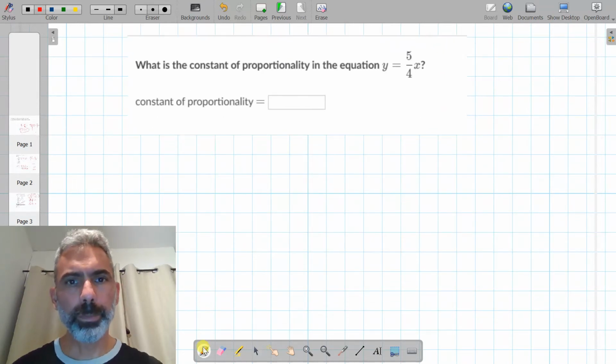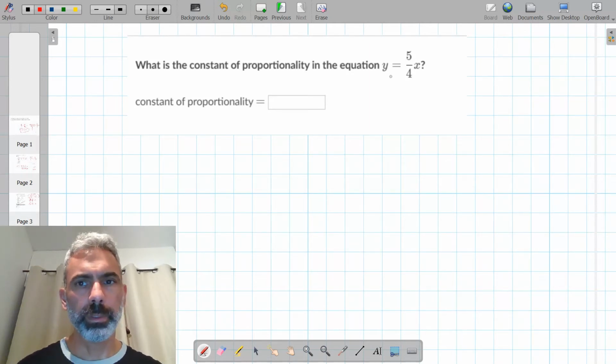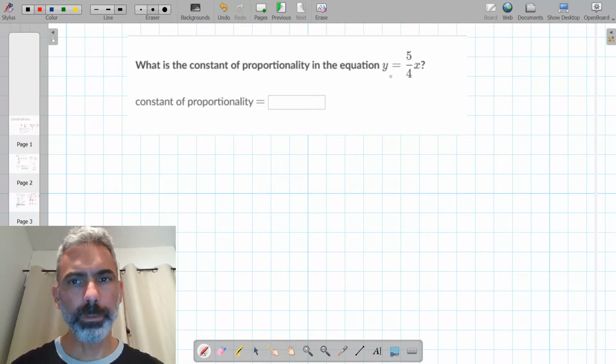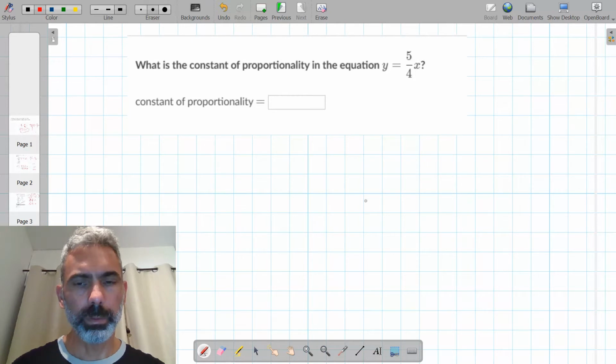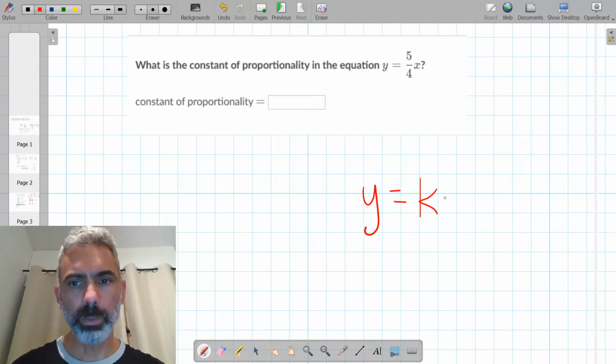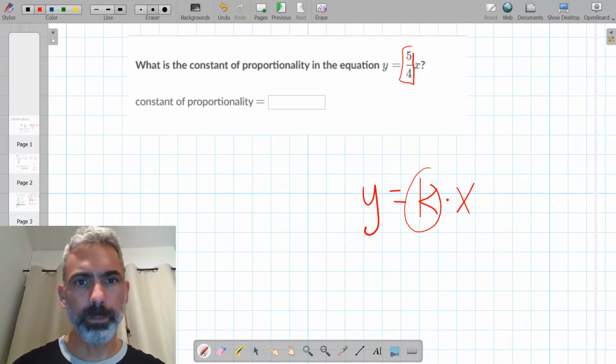What is the constant of proportionality in the equation y equals 5/4 of x? So the equation for the constant of proportionality is y equals k times x. So in this equation, the constant of proportionality is 5/4.